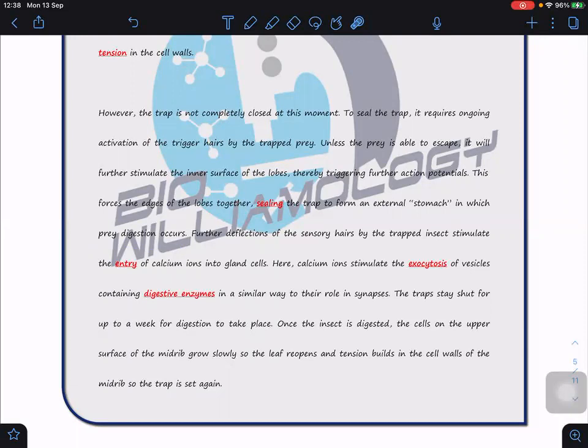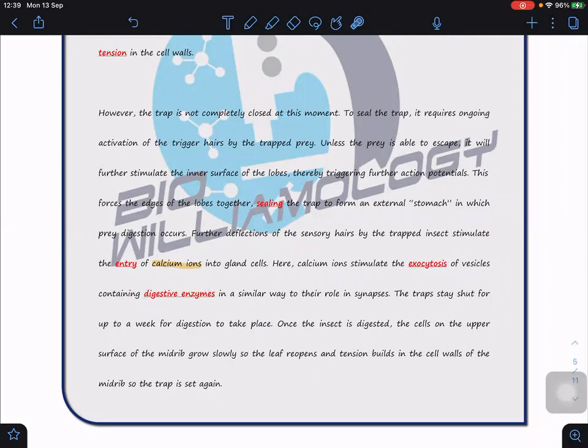So further deflection of these sensory hairs by the trapped insect stimulates the entry of calcium ions. Again, highlight these calcium ions. So these calcium ions now stimulate exocytosis. Still remember, calcium ions most of the time are involved in exocytosis, like in the synapse. So again, calcium ion. These calcium ions stimulate the exocytosis of the vesicles containing the digestive enzyme, in a similar way to their role in the synapse. Can you see that? Synapse, exocytosis of the neurotransmitter, but here it releases digestive enzyme.